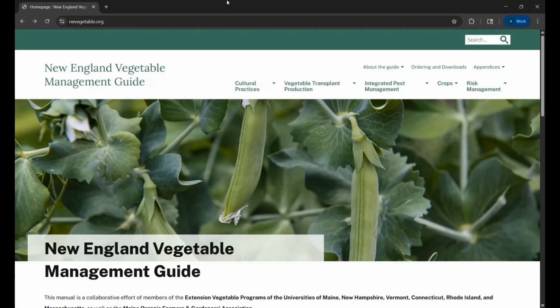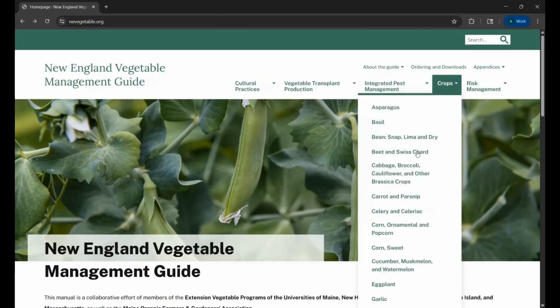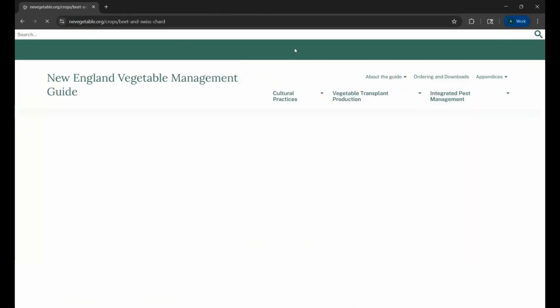All right, we are starting out with the good old New England Vegetable Management Guide. I really like how they lay these things out. So we want to go to crops because we were growing beets and Swiss chard. Taking its sweet time to load.